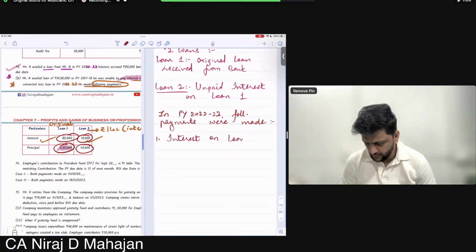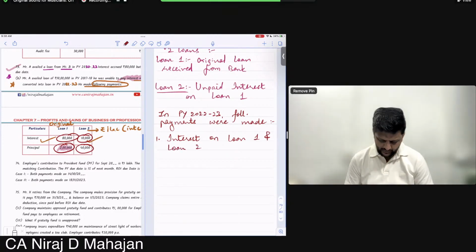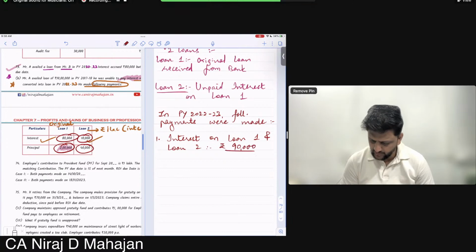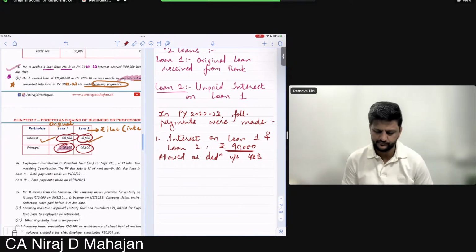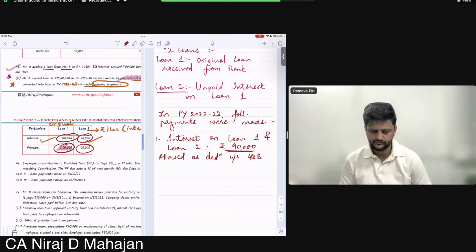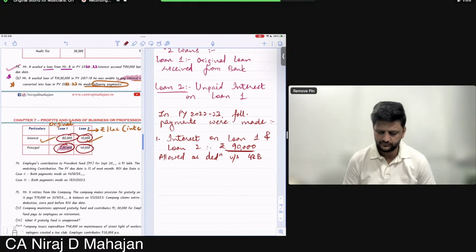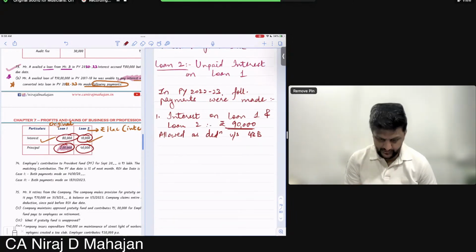Interest on loan 1 and loan 2. Interest as it is, children. ₹90,000 total. Allowed as deduction under section 43B. Done all of you? Second.